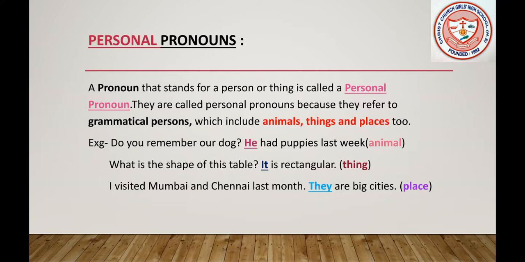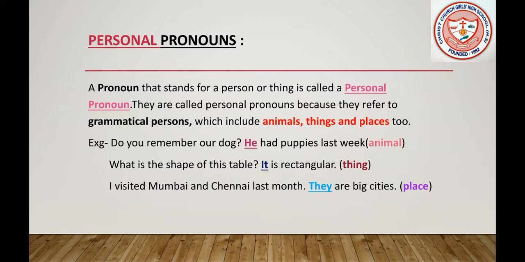1. Do you remember our dog? He had puppies last week. So in this sentence, he is the personal pronoun which refers to the dog. And dog is an animal, right? In the second sentence, we have, what is the shape of this table? It is rectangular. So it is the personal pronoun in this sentence which refers to the table, that is a thing.